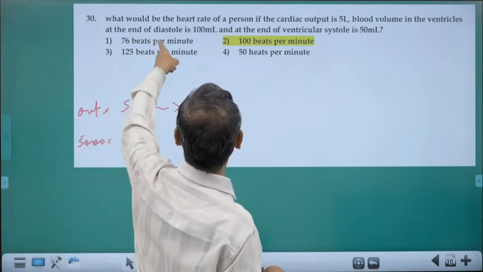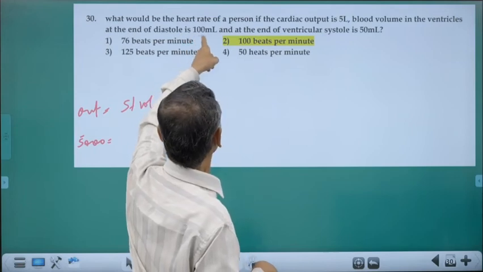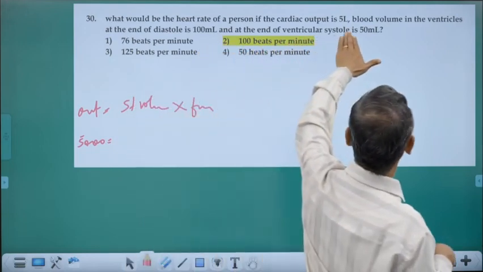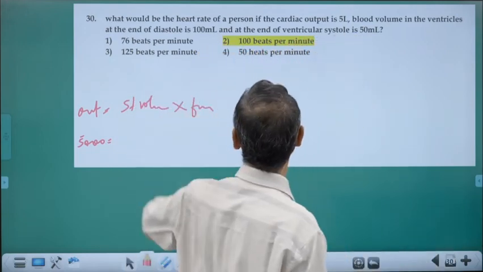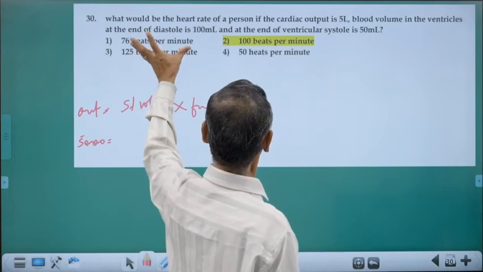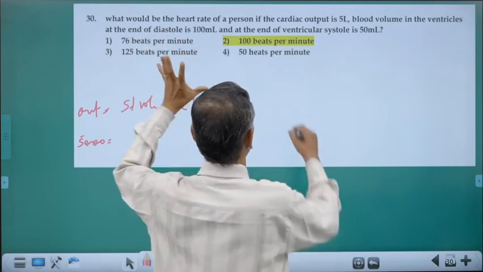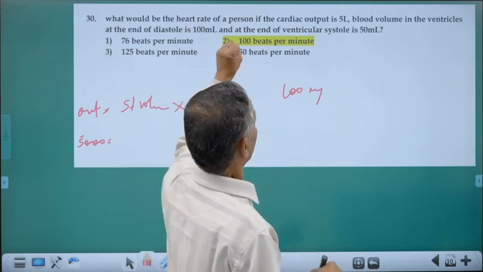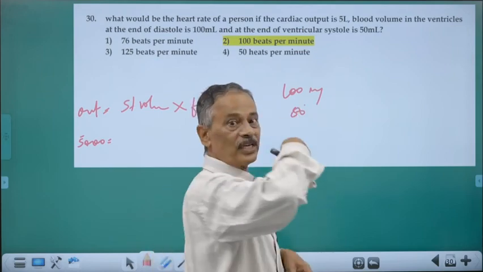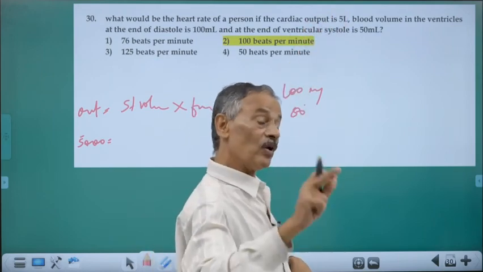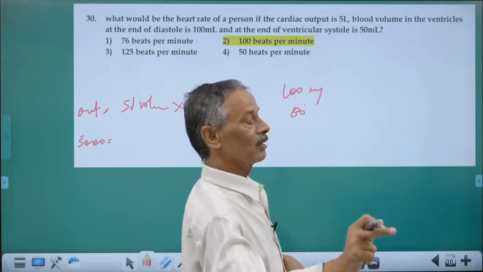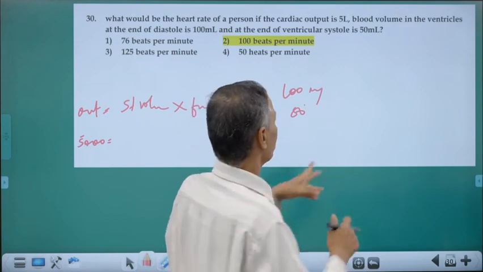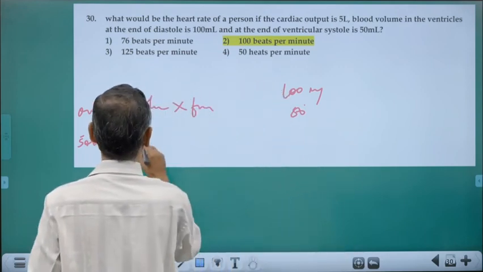If the ventricle at the end of the diastole is 100 ml and at the end of the ventricular systole is 50 ml. See, at the end of the diastole, that is when fully dilated, it is having 100 ml. Okay. And at the end of the ventricular systole, contraction, 50 ml. That means 50 ml is pumped. If 50 ml is pumped in one contraction, okay, stroke volume is 50 ml.